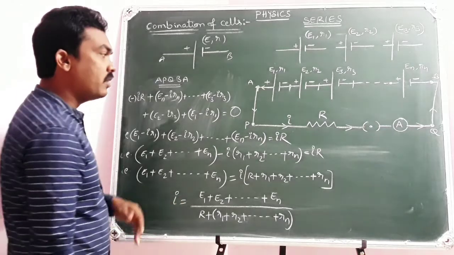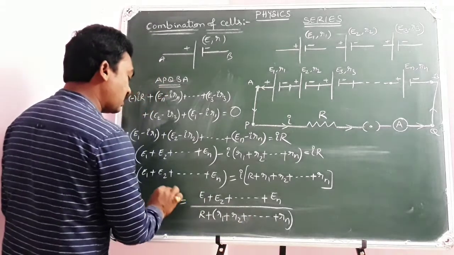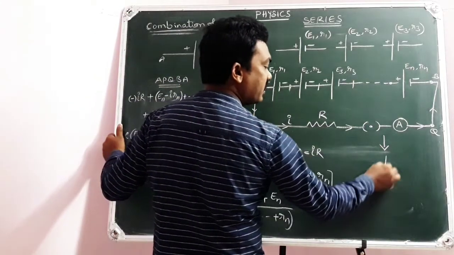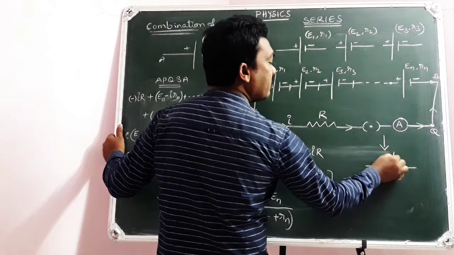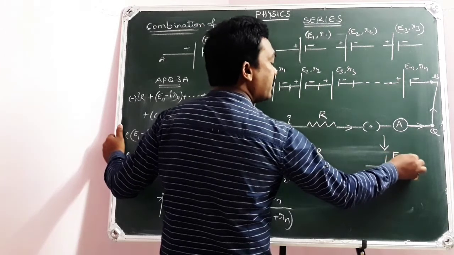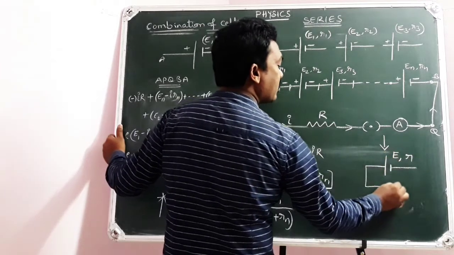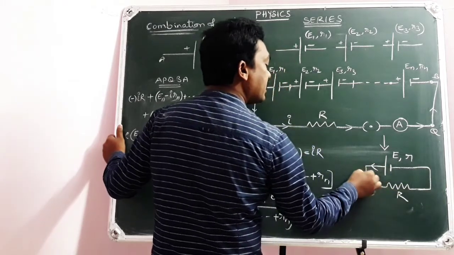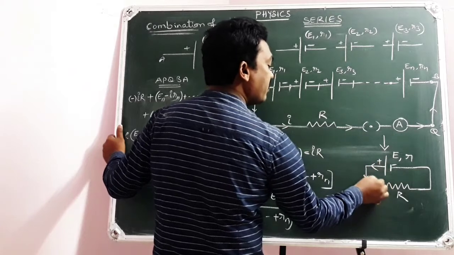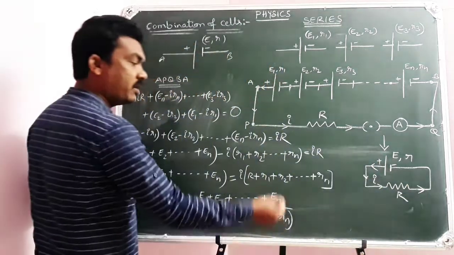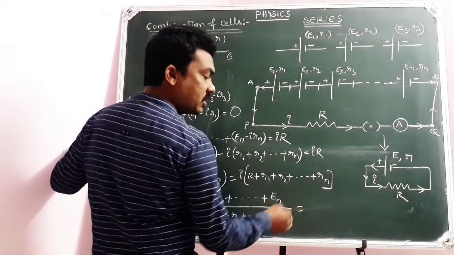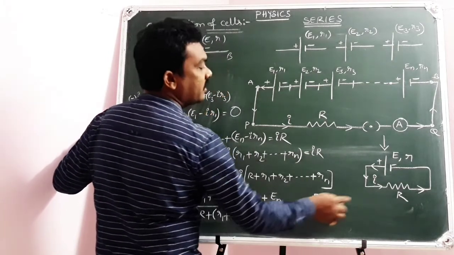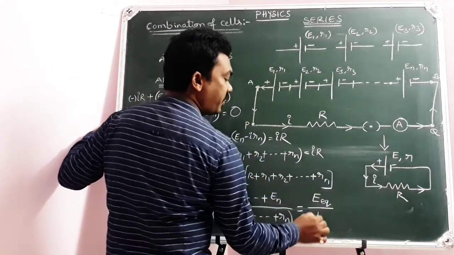Now here you can compare this equation especially with an equivalent circuit, because the equivalent circuit will be in this way. There is a cell of equivalent EMF E and equivalent resistance R connected across an external resistor in this way, and I current is drawn from that. This is the equivalent circuit. So if you compare with that equivalent circuit, I is equal to E, which is equivalent EMF, by the equivalent resistance.